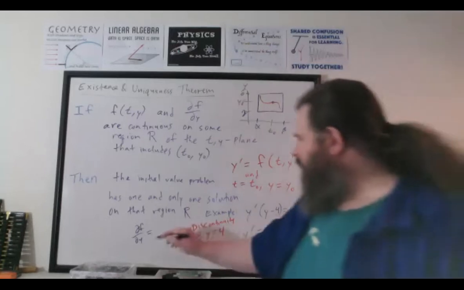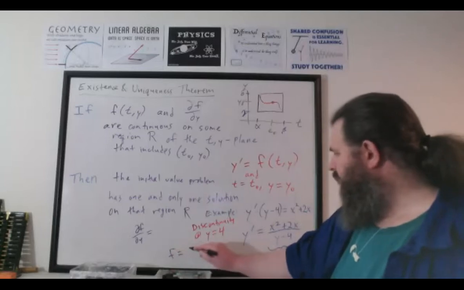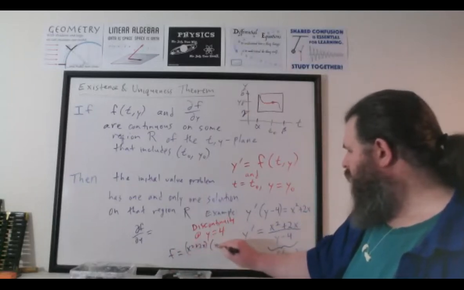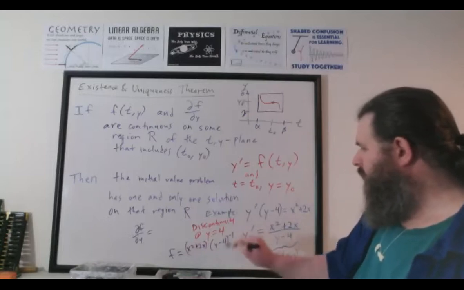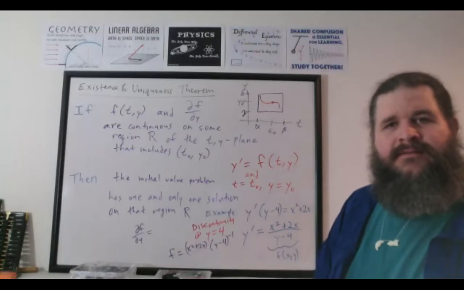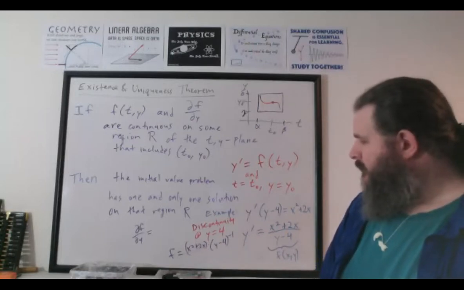So we could think of that as just f equals a constant times y minus 4 to the negative 1. What's the derivative of y minus 4 to the negative 1, with respect to y?